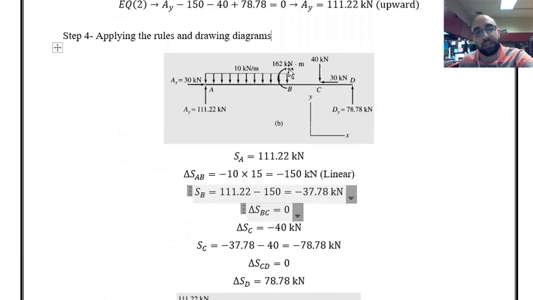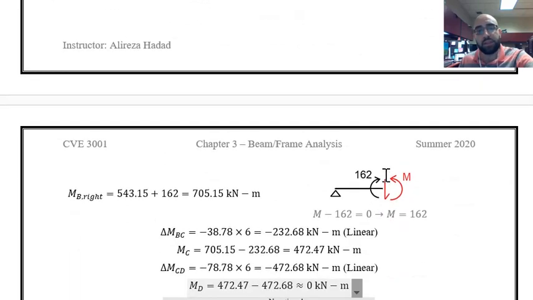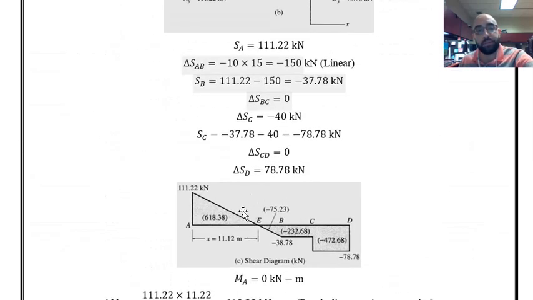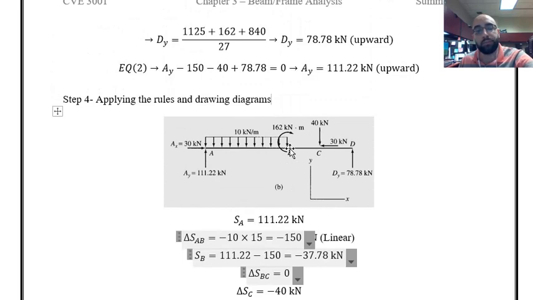I'm looking at right after this couple to understand whether it is going to increase or decrease the bending moment. Since this is a positive moment, it is going to increase, and the amount of increase in the bending moment at point B is equal to the magnitude of that couple, which was 162. So before point B, based on those calculations, the bending moment was 543, and right after B, we have this increase of 162, and the bending moment is 705.15.